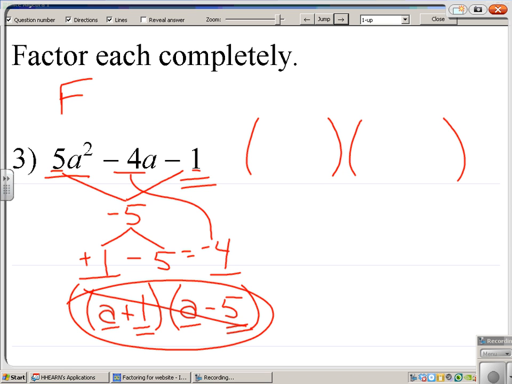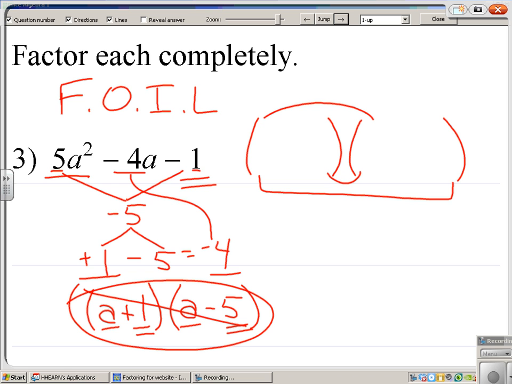What do I mean by that? Here's a phrase I think we all should be pretty familiar with, FOIL. That just describes the process of how we multiply our first times our first, our outside products, our inside products, and our last times our last.